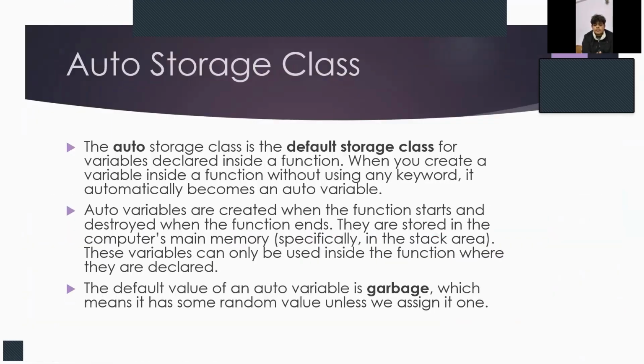The auto storage class is the default storage class for variables declared inside a function. When you create a variable inside a function without using any keyword, it automatically becomes an auto variable. Auto variables are created when the function starts and destroyed when the function ends. They are stored in the computer's main memory, specifically in the stack area. The variables can only be used inside the function where they are declared. The default value of an auto variable is garbage, which means it has some random value unless we assign it one.